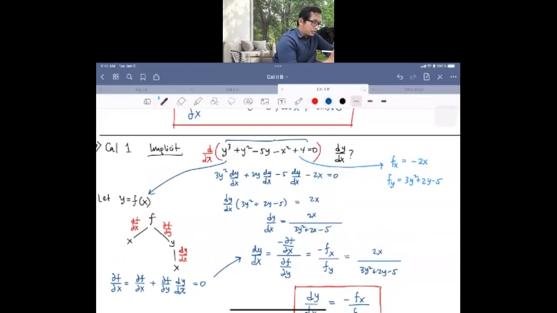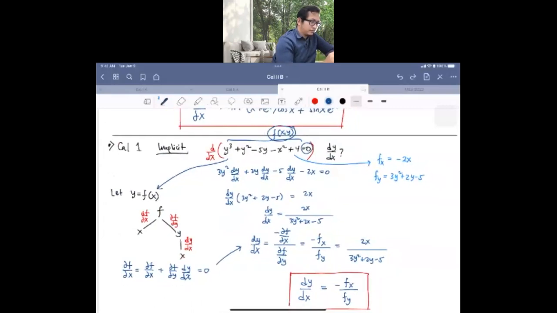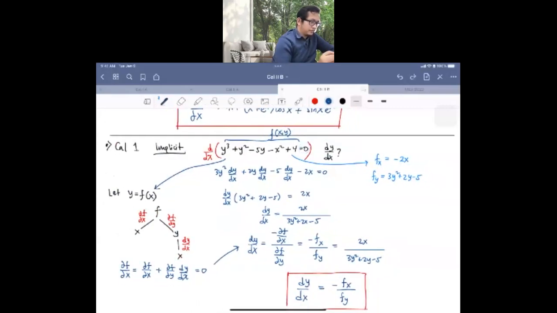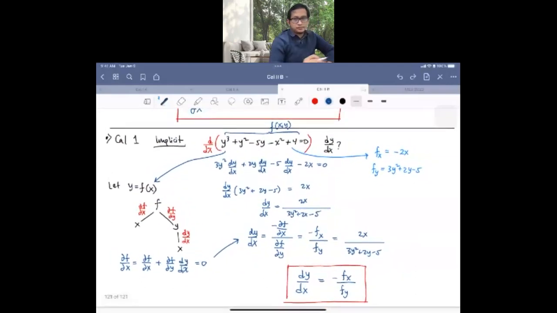This is the function, and it's supposed to be 0, so that's why we have 0 here. Okay, any questions?